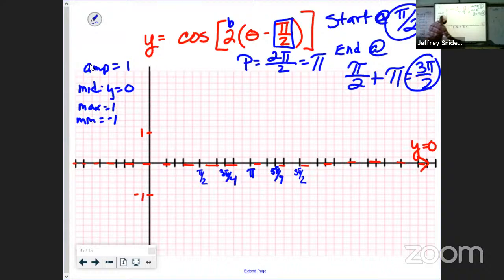Let's graph it. Okay, it's a cosine, non-inverted. We're just going to start at a maximum. So here it's going to start at 1. Then it's going to go through the what? Midline. Then it's going to go to a minimum, 1, 2, 3, 4, 5. Then it's going to go back up to the midline, and then it's going to go up to a maximum, 1, 2, 3, 4, 5. Done.